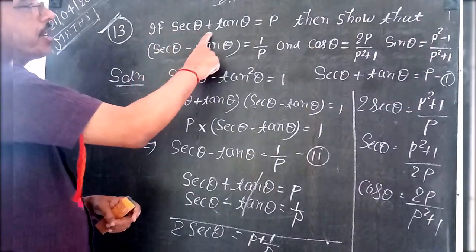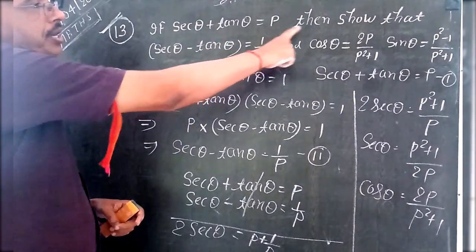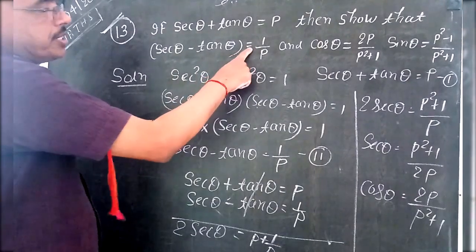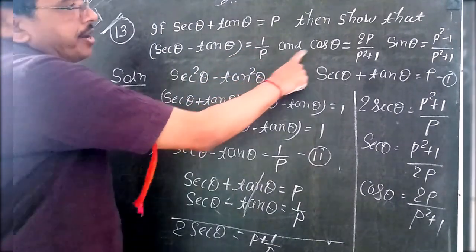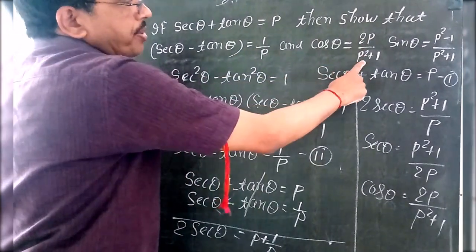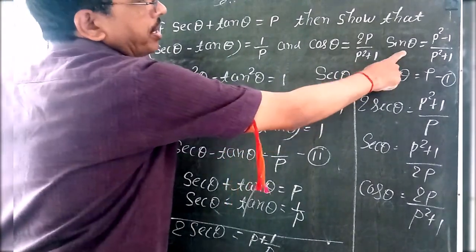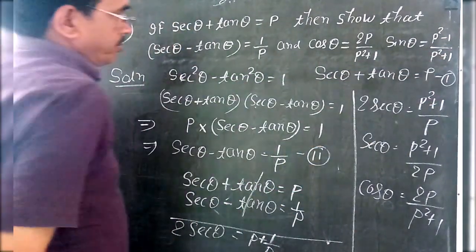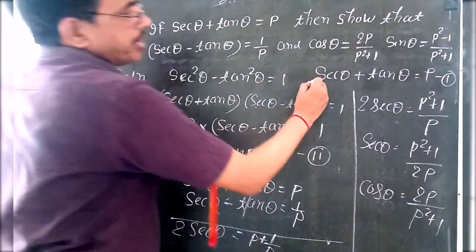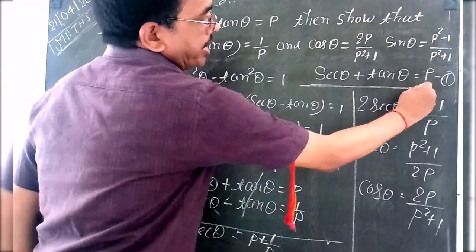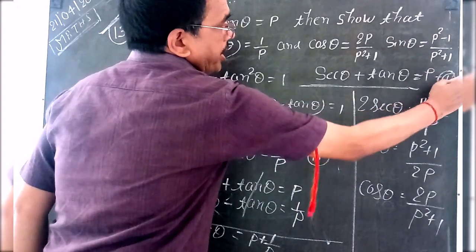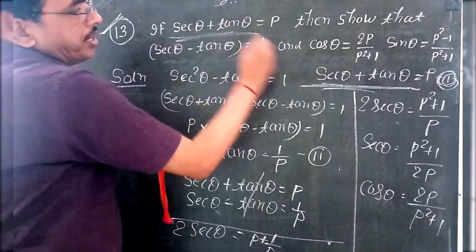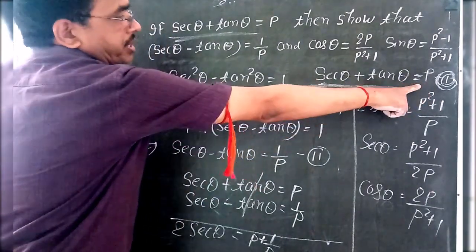Now see question number 13. If sec theta plus tan theta is equal to p, then show that sec theta minus tan theta is equal to 1 by p, and cos theta is equal to 2p by p square plus 1, and sin theta is equal to p square minus 1 by p square plus 1. First you write sec theta plus tan theta is equal to p, that is equation first.